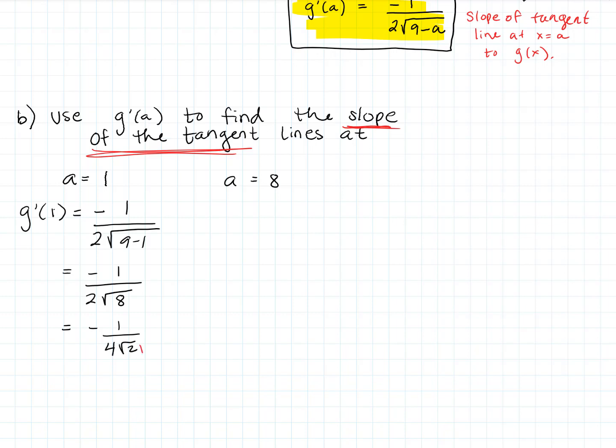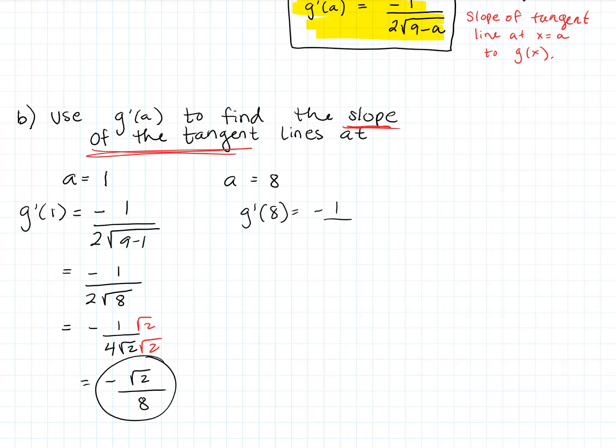Still don't really love that because of the root in the denominator. So we'll just continue to simplify that down a little bit. So we've got minus root 2 over 8. And we can leave it like that. Okay? And that is a much nicer form. That was all just some algebraic simplification. Let's do it for 8.